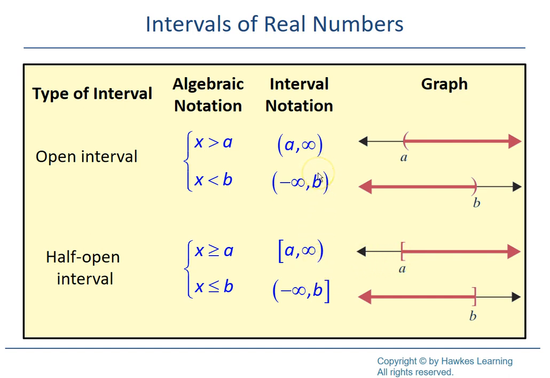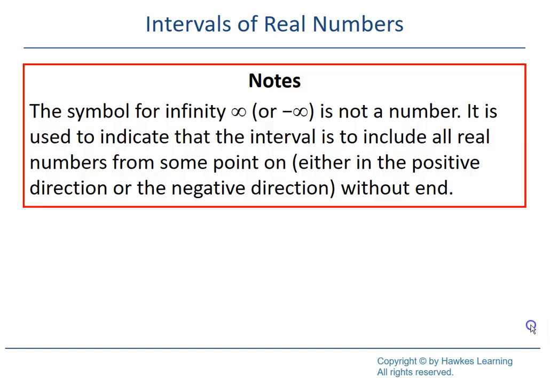So again, pause if you haven't already, take some notes, and look what is here. This is going to be your recipe for doing work a little later on. And here is the comment on the symbol for infinity. Positive infinity, negative infinity. It is not a number. It's used to indicate that the interval is to include all real numbers. And in a negative direction, it's negative infinity. In a positive direction, positive infinity.